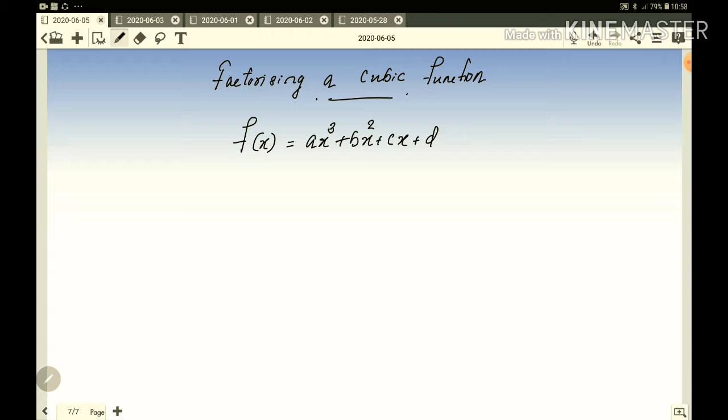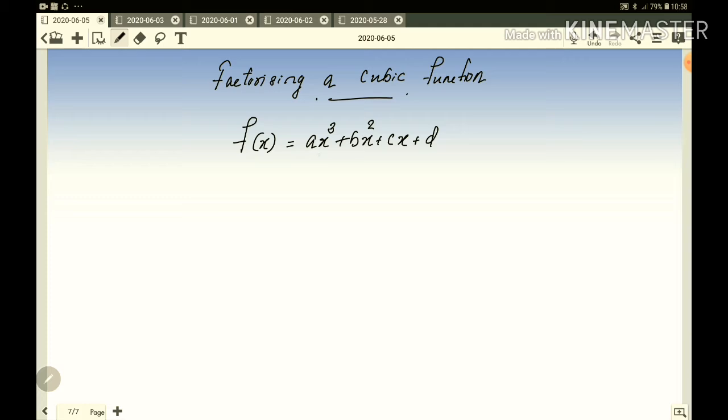Okay, so the one that you see here is the cubic function. That is a standard form. So f of x is equal to ax cube plus bx square plus cx plus d. This is the standard form. How many terms are there?